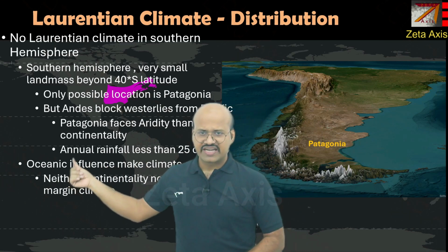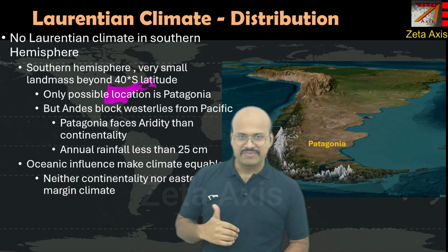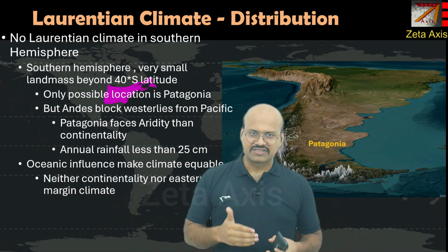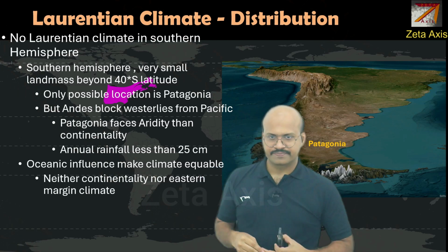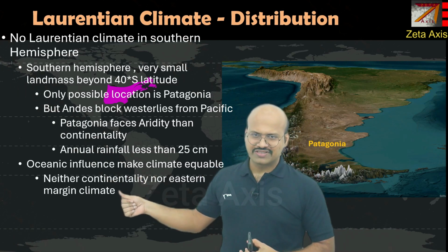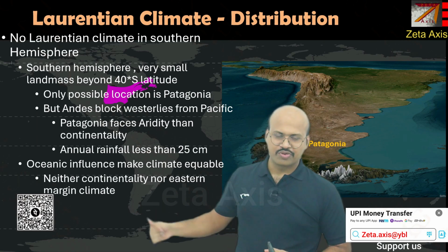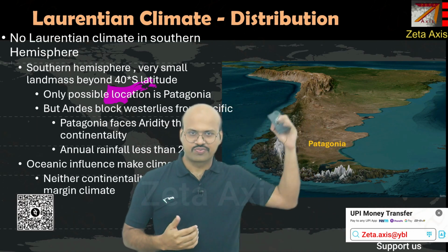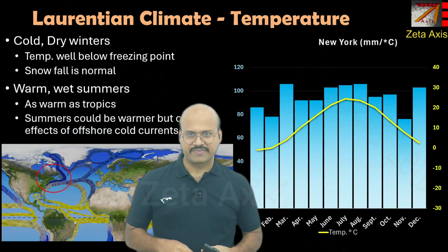We see that the oceanic influence makes climate equable, that is, there are no extremities of temperature, that is, summers are moderate and winters are also a little cooler. So here we do not see either the effect of continentality or eastern margin climate. So because of the Andes over here which block the winds coming from the Pacific, it does not experience Laurentian climate.